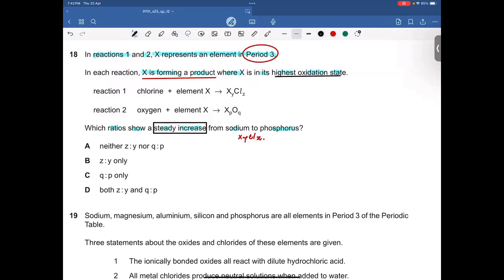Now when sodium reacts with chlorine, it is converting into sodium chloride. Magnesium, when reacted with chlorine, is converting into magnesium chloride. Aluminum, when reacted with chlorine, is converted into aluminum chloride. Silicon, when treated with chlorine, is converting into SiCl4. Phosphorus, when treated with chlorine, will turn to PCl3 and PCl5 both. But since the examiner is talking about the highest oxidation state, we need to disregard the PCl3 and consider PCl5 in this case.